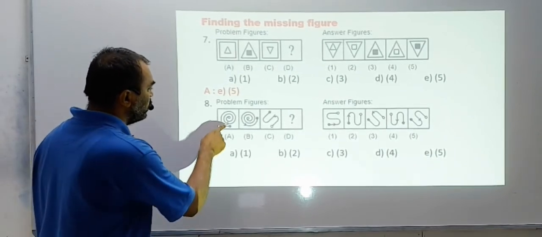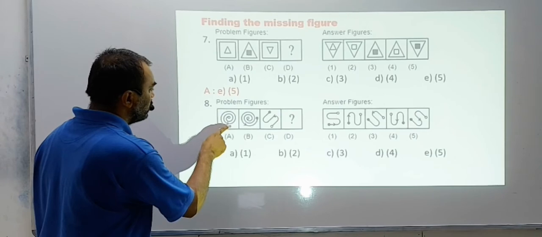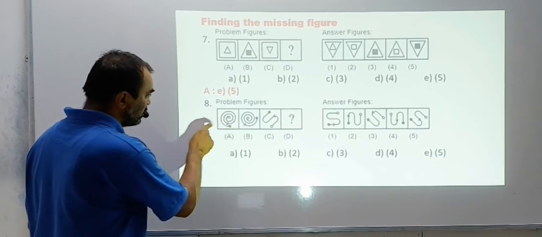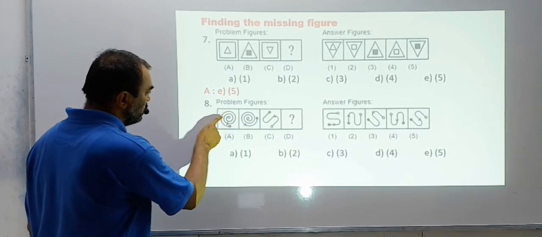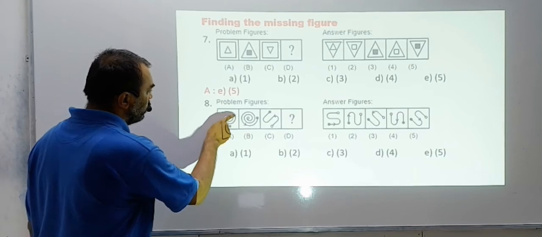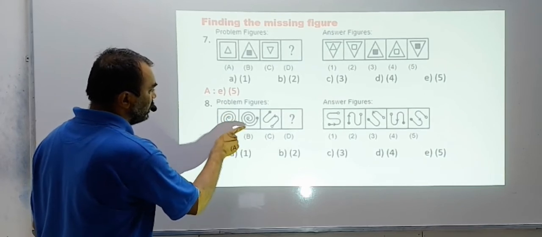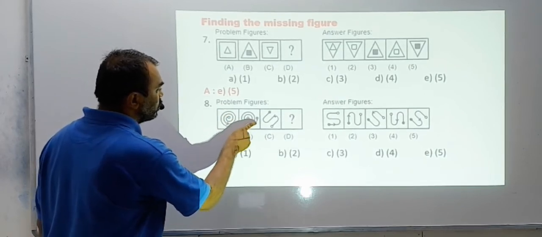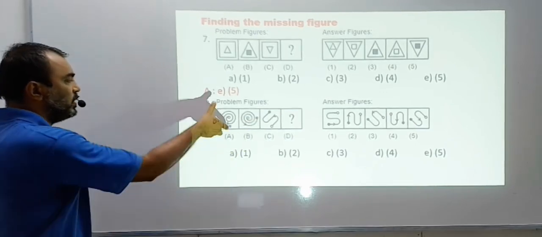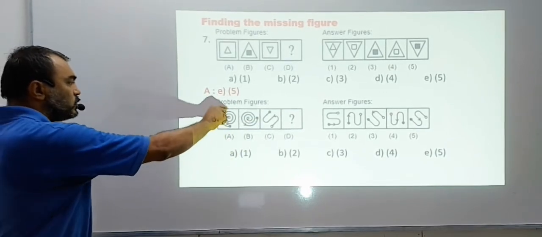See, if you look here, the black dot is here and the arrow is after one circle. Means the arrow has moved. The gap between the arrow and the black dot was this much, and now the gap between the arrow and the black dot is only this much. So the figure has rotated, but the arrow has also moved.